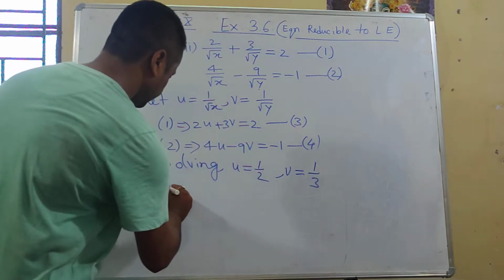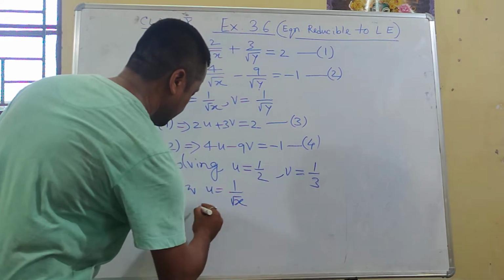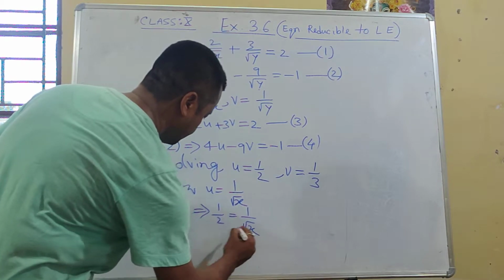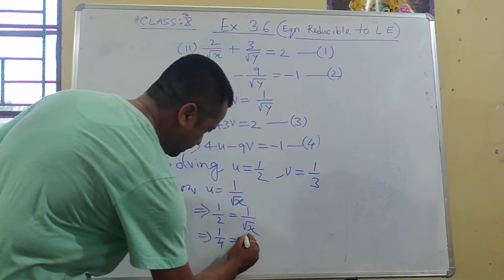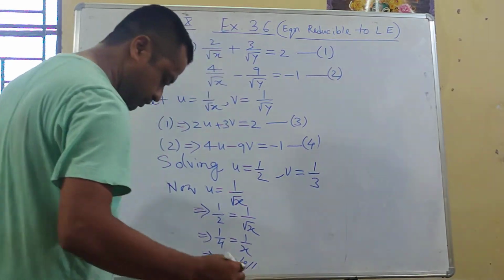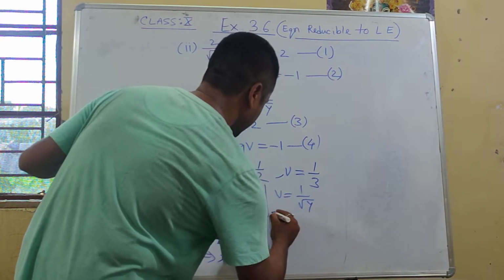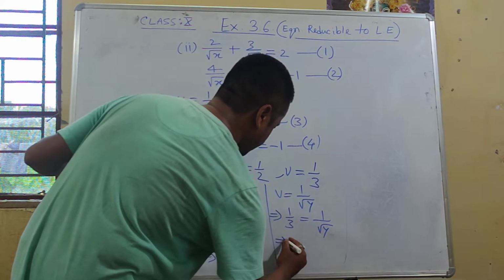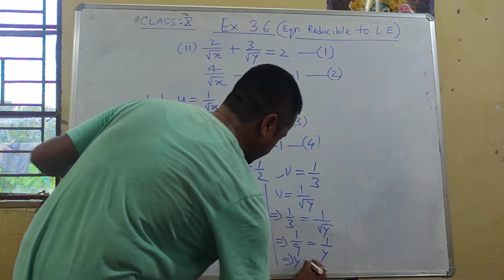So now u is equal to 1 by root over x, and we have just found u is equal to 1 by 2, so 1 by 2 is equal to 1 by root x. So if you square both sides, 1 by 4 is equal to 1 by x. As a result x is equal to 4. And v is equal to 1 by root y and v is equal to 1 by 3. So squaring, 1 by 9 is equal to 1 by y. So y is equal to 9.